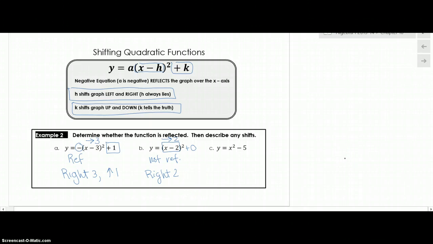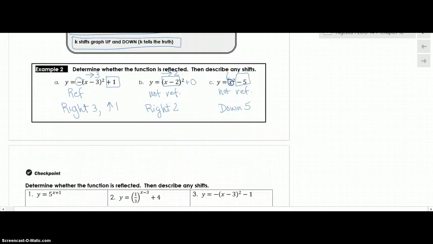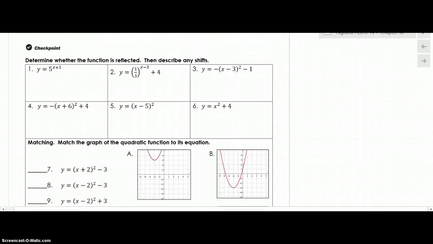C. It is positive out front, so it is not reflected. There is nothing added or subtracted to x. That means that h is 0. That means that the graph is not going to shift from left to right. However, we do have a k off at the end here. It's minus 5, so we're going to shift down 5.